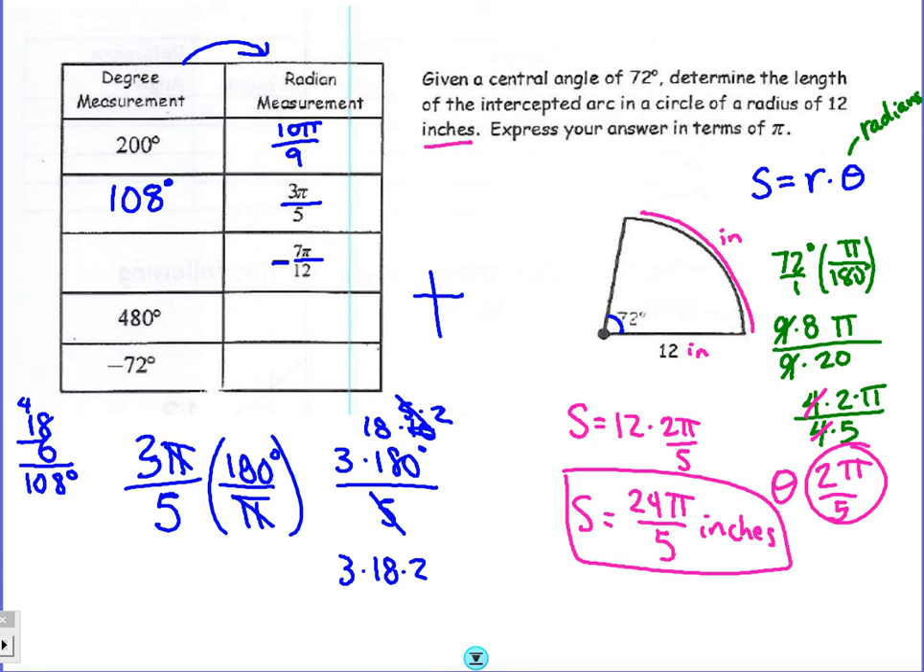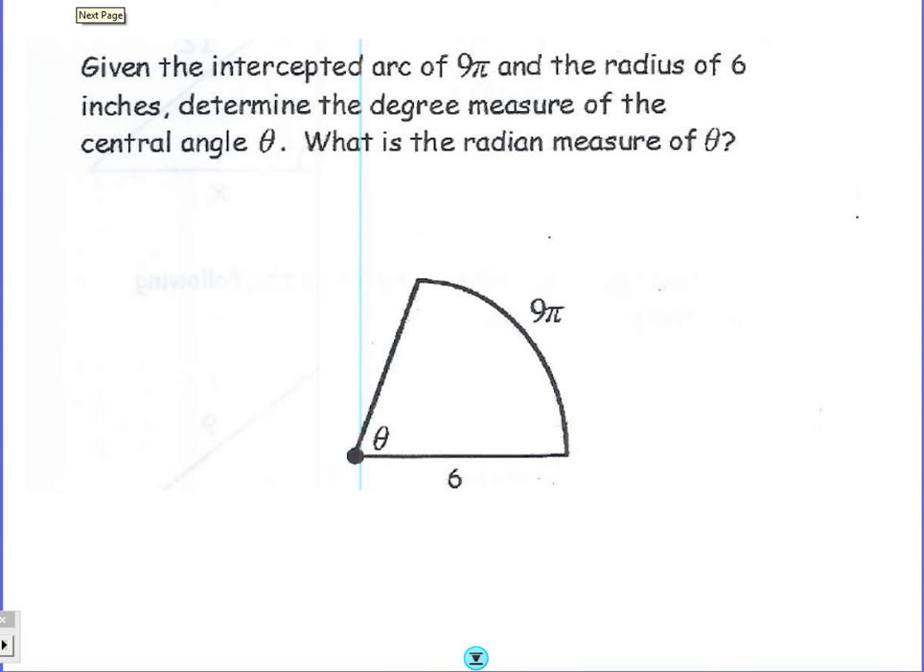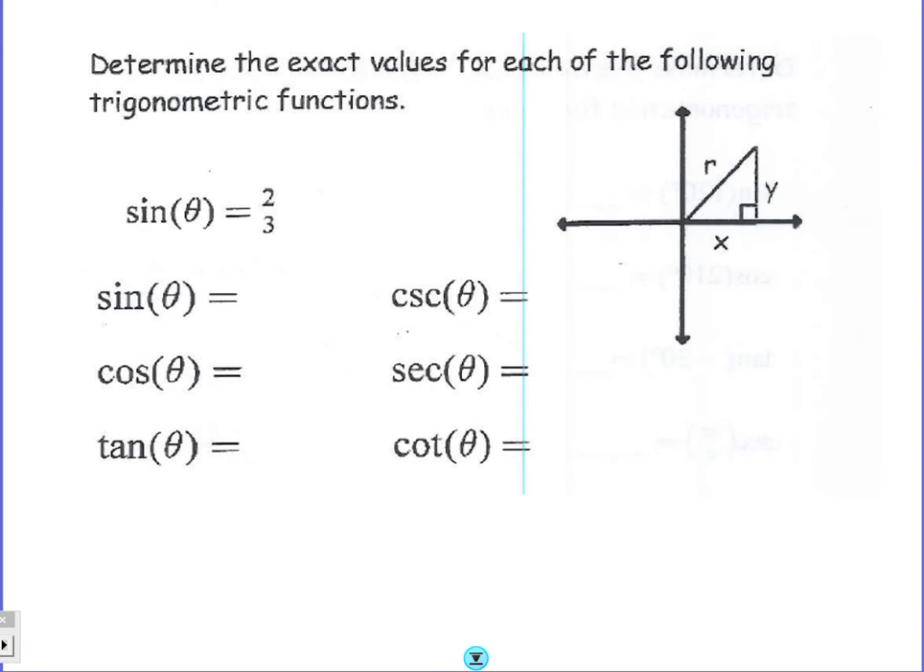All right, great. So here's another intercepted arc problem. This one, you have to find theta. So if you're given S and you're given R, you plug those two in and figure out what theta is. All right. Now, let's see, determine the exact values for each of the following trig functions.